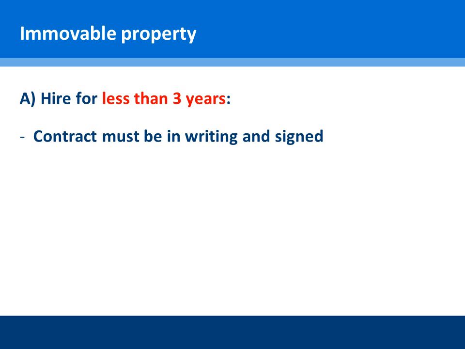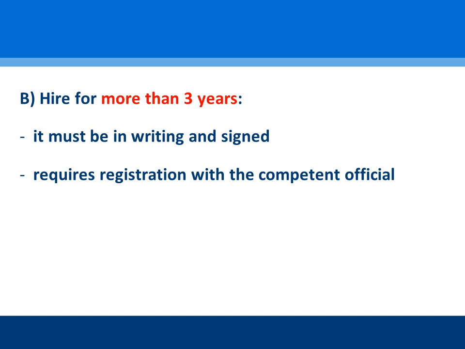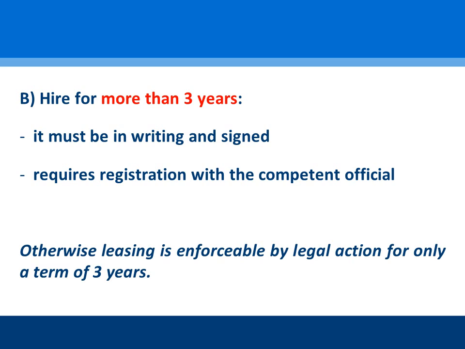If the leasing is for less than 3 years, the contract must be made in writing and signed. Otherwise, the contract is not enforceable. This means that the contract is still valid, but it is not enforceable. If there is a dispute between the lessor and the lessee, they cannot go to court. Rules are different if the contract is made for more than 3 years. If it is made for more than 3 years, it must be made in writing, signed, and registered with the land office. Otherwise, the contract is enforceable only for a period of 3 years.